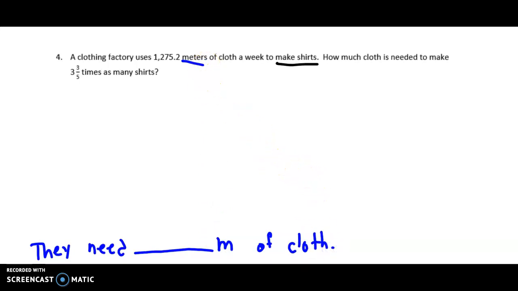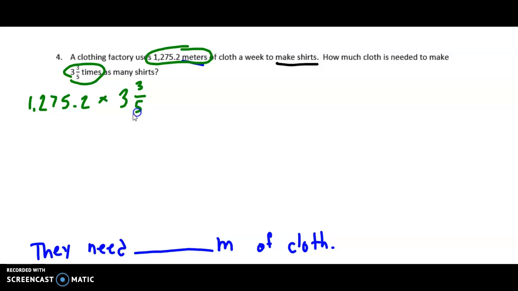Now, our details. Well, we have our one detail. This is how much they make in 1 week, but they really need 3 3/5 times as many. Right? Wow, that's a lot. There's a keyword, times. Now, if I'm going to write an expression, 1,275 2/10 times 3 3/5. Again, it doesn't really matter which one we work with here.